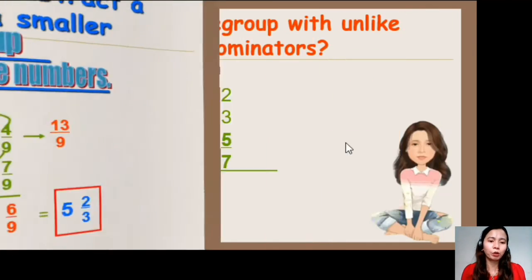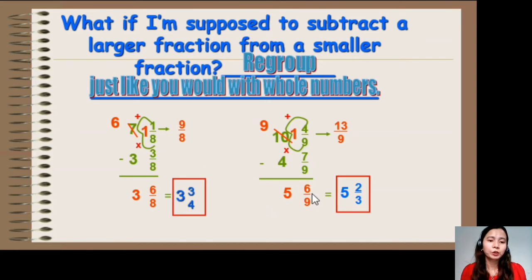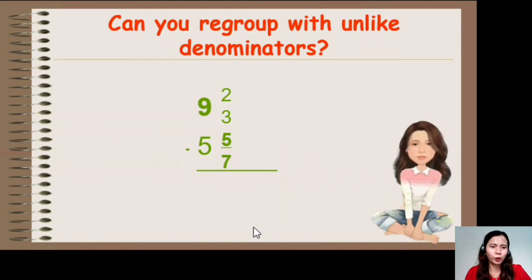Over 9, divisible by 3. So, 6 divided by 3 is 2, and 9 divided by 3 is 3. So, our final answer is 5 and 2/3. How about this one? Can you regroup with unlike denominators?